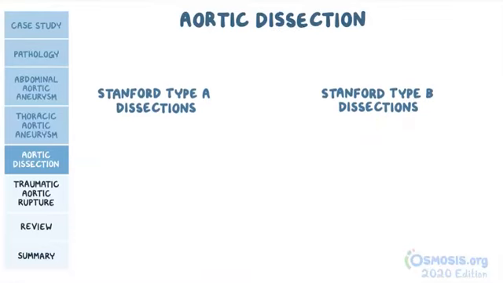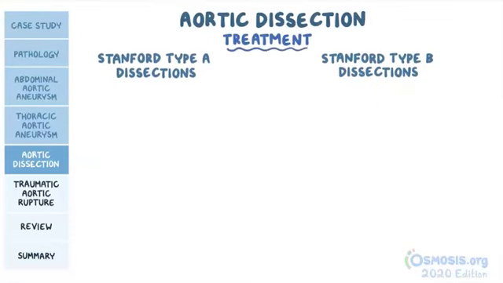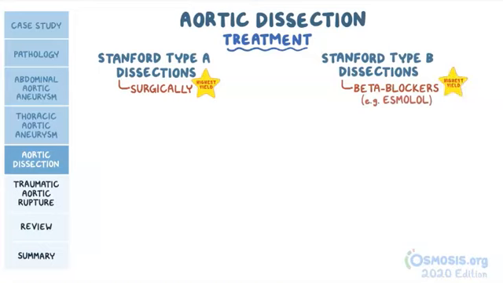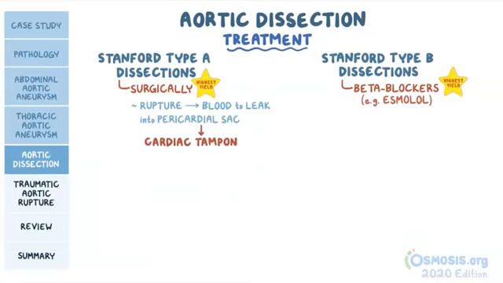It's important to recognize the difference because the treatment differs. Type A dissections are treated surgically, while Type B dissections may be treated with beta blockers like esmolol. This is because in Type A dissections, rupture may cause blood to leak into the pericardial sac, resulting in a life-threatening cardiac tamponade, which is the most common cause of death.